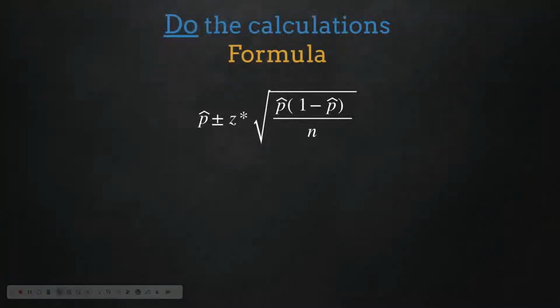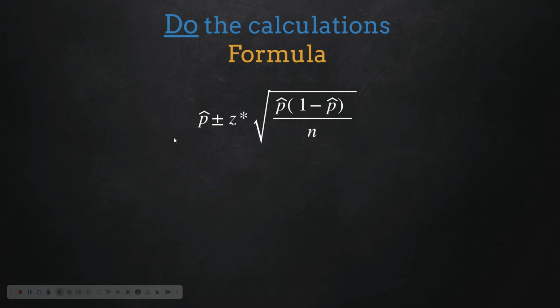Here we have our formula for a one sample confidence interval for a proportion. We have our point estimate p-hat plus or minus, and this whole second part here is our margin of error. This margin of error is composed of our Z star critical value and the standard error of the sampling distribution, which is this square root part of the formula.